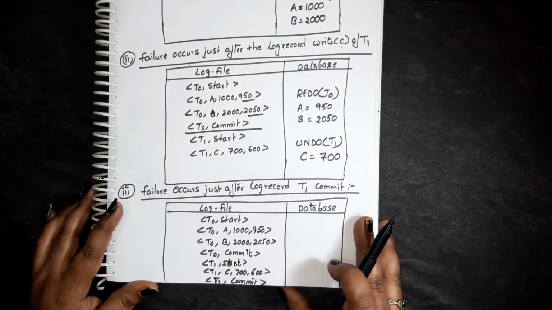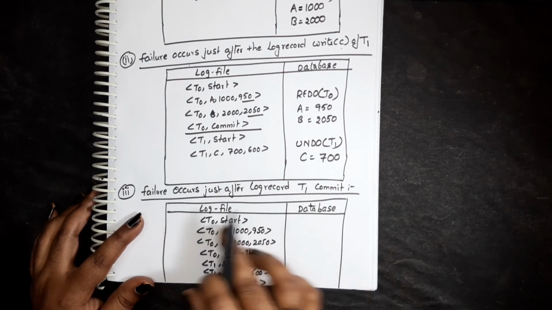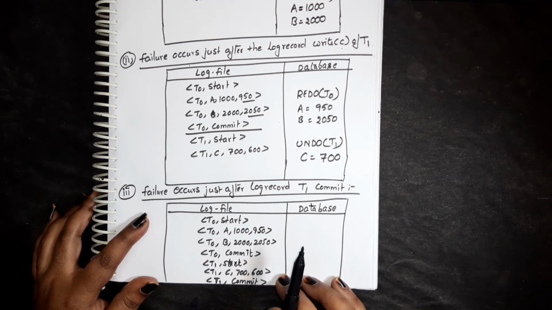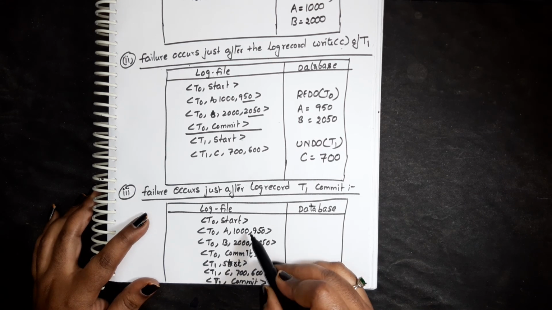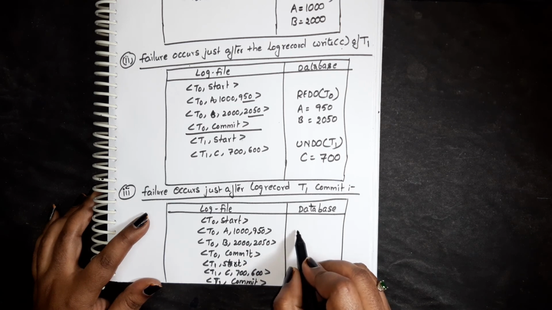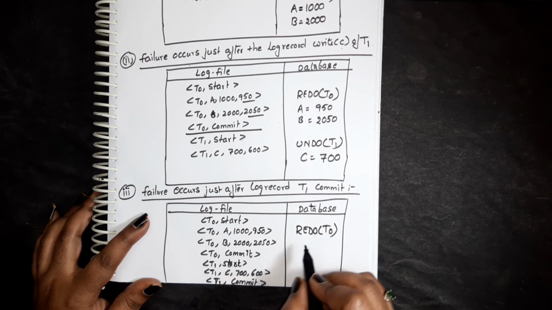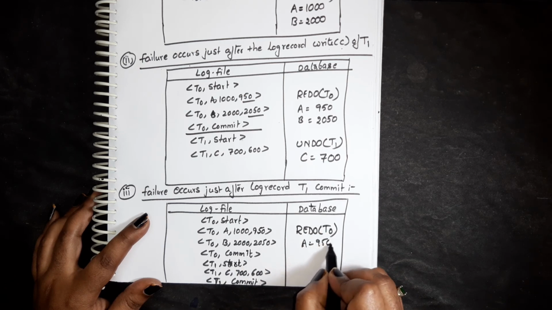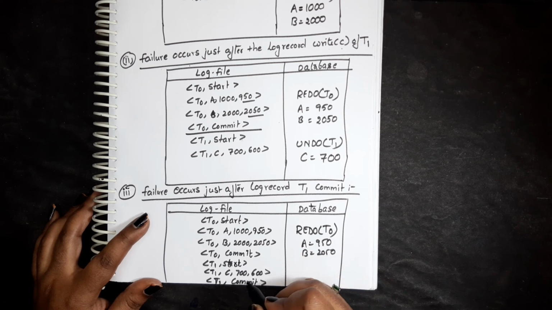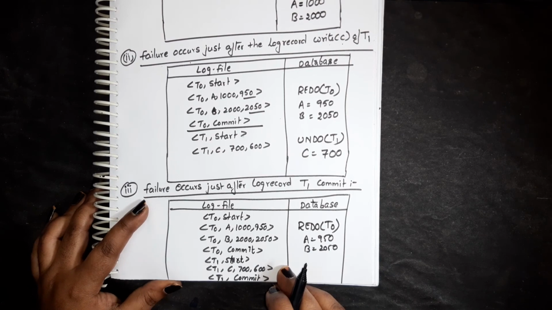Next, the failure occurs just after the log record T1 commit. In the third situation, T1 commit means T0 is also committed and T1 is also committed. So you are going to execute the redo of the T0 transaction. The values are A equal to 950 and B equal to 2050, and similarly for T1, C goes from 700 to 600, and after that T1 is also properly committed.